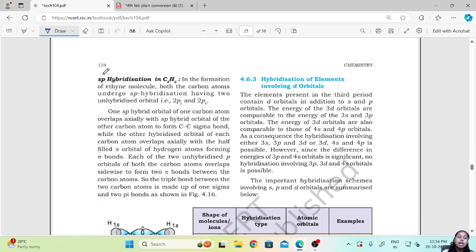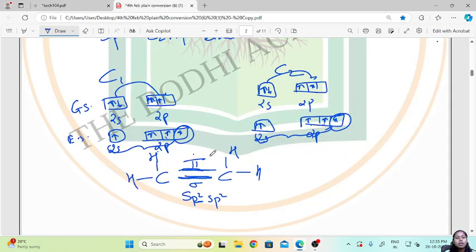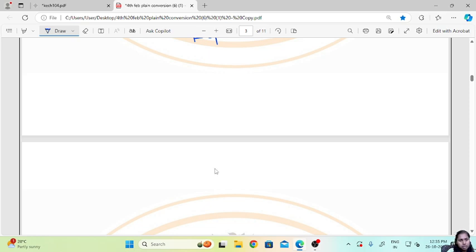Now, last one is sp hybridization, and sp hybridization is involved in ethyne molecule or the molecule with triple bond. So in the formation of an ethyne molecule, both the carbon atoms undergo sp hybridization having two unhybridized orbitals, 2py and 2px. Since I showed you how double bond is formed, you can imagine how triple bond is formed. One will be a sigma bond with sp-sp hybridized carbon and the two hydrogens. Similar to sp2 hybridization, sp hybridization is also the same.